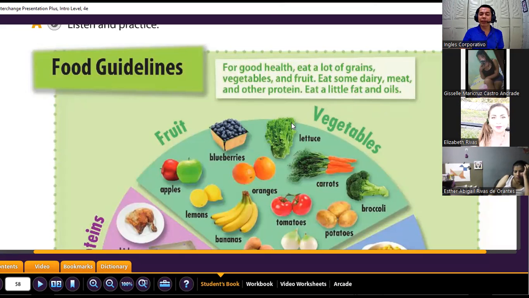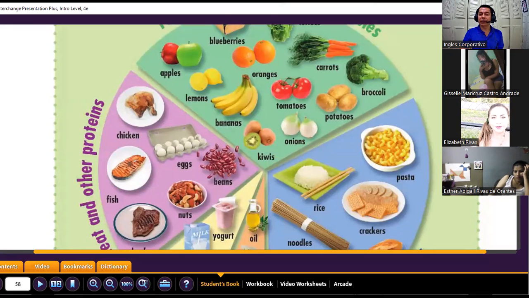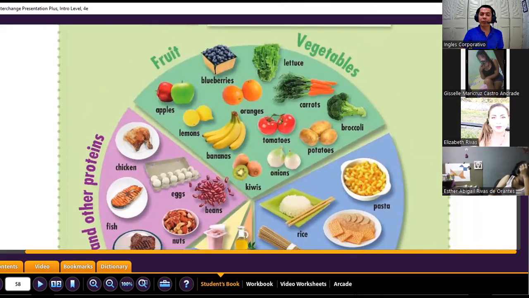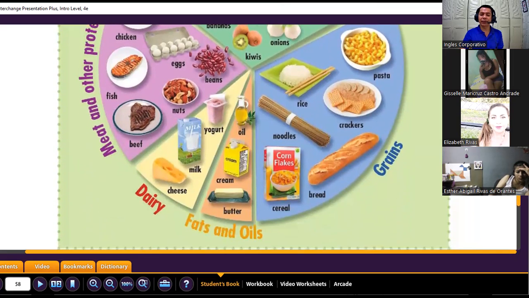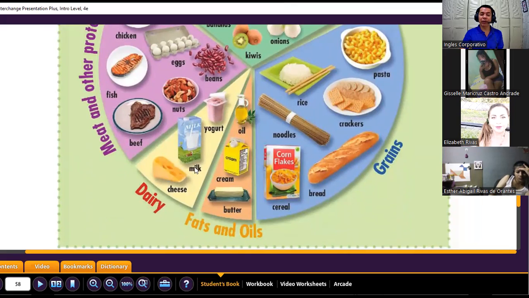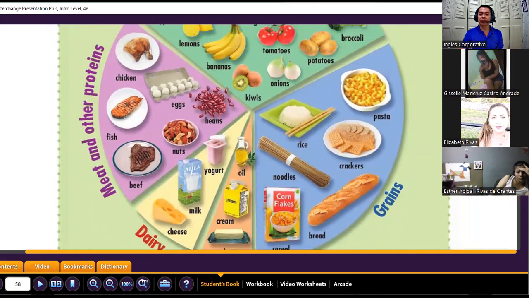Good. And then we have here this information about food. Look, we have fruit and vegetables, meat and other protein, grains, dairy, you know, lactose, and other fats and oils, right? So we have this, right?